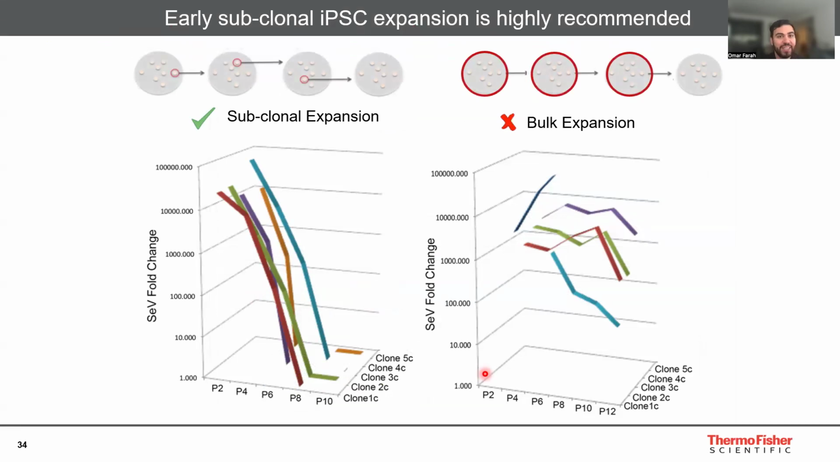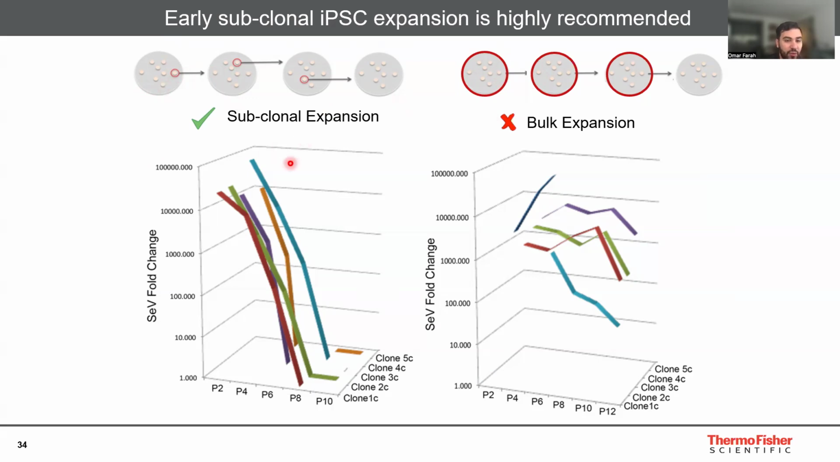Excellent. That being said, and we talked slightly about this before, in the early stages after reprogramming, you'll typically see a lot of folks do what we call subclonal expansion. Instead of taking all the colonies growing in one well, digesting all of them at the same time, and moving them over into a new well, you actually passage at the colony level, where you take a single colony and only passage that one onto a new well, and then potentially another one into another well, right? And you do that for several passages.